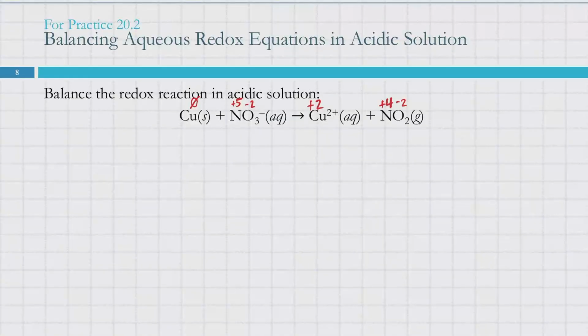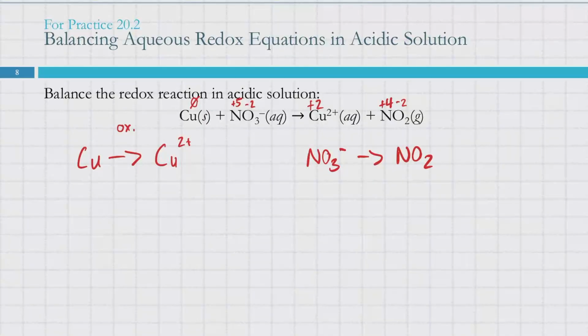Separate them out. So we're going to put our copper on one side. Is this our reduction or our oxidation half reaction? This is our oxidation half reaction, because copper is going from a 0 to a +2. Its oxidation number is going up, so it's being oxidized. Our other half reaction is nitrate going to nitrogen dioxide.